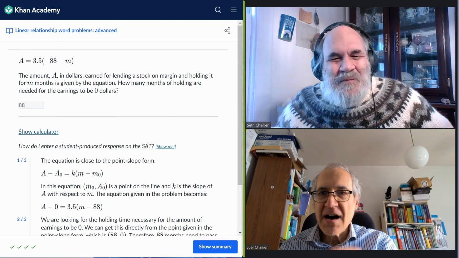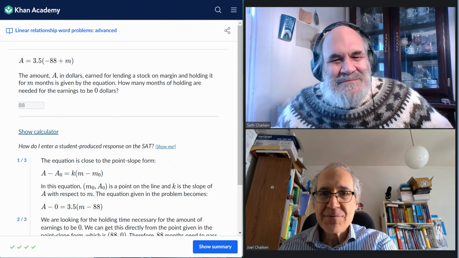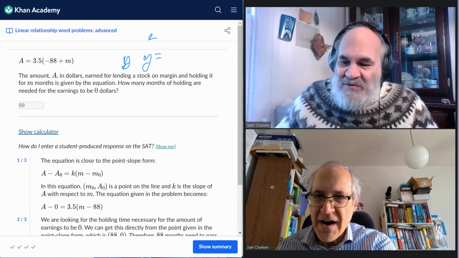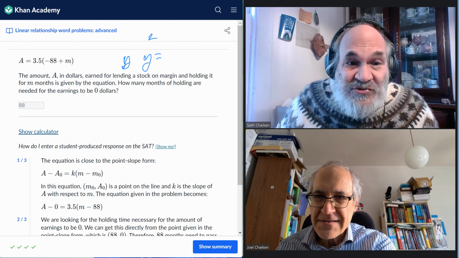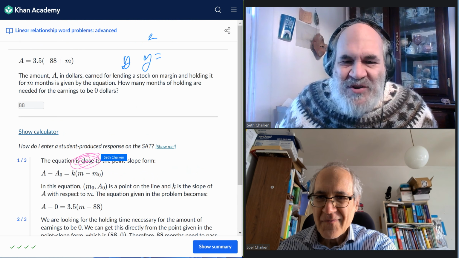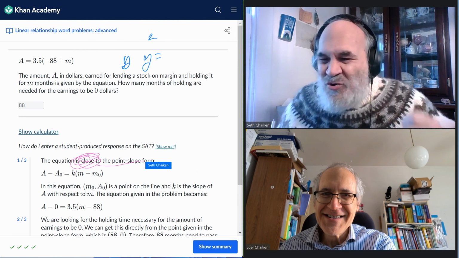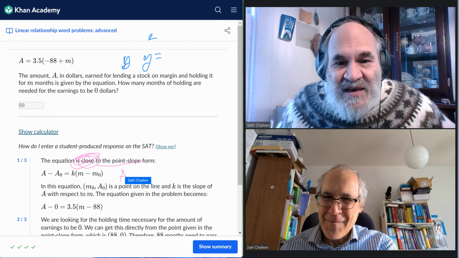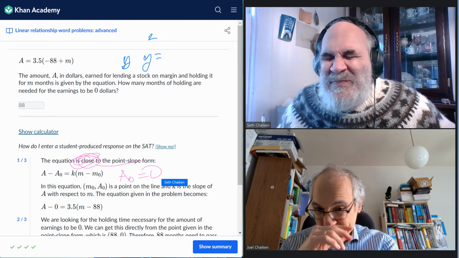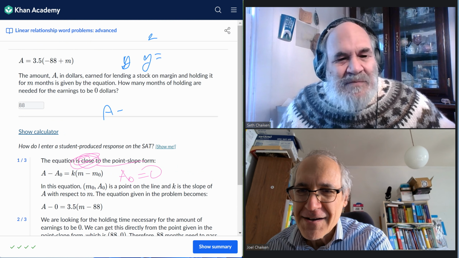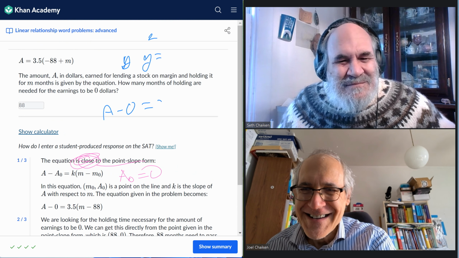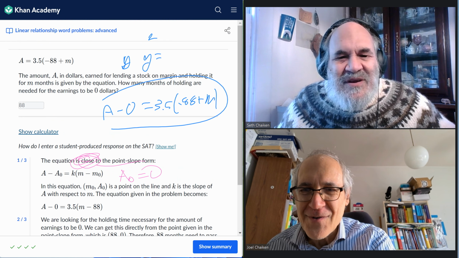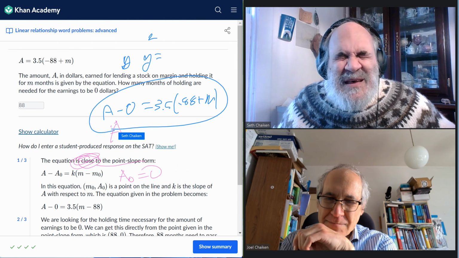that I call this the backwards problem, the forwards problem. The equation is close to point slope form. It's crazy. It's exactly point slope form where the constant is 0. No, they would have liked you to write 0 is 3.5 times negative 88 plus m. Whoever wrote this up, these expressions are the same thing, right, equivalent.